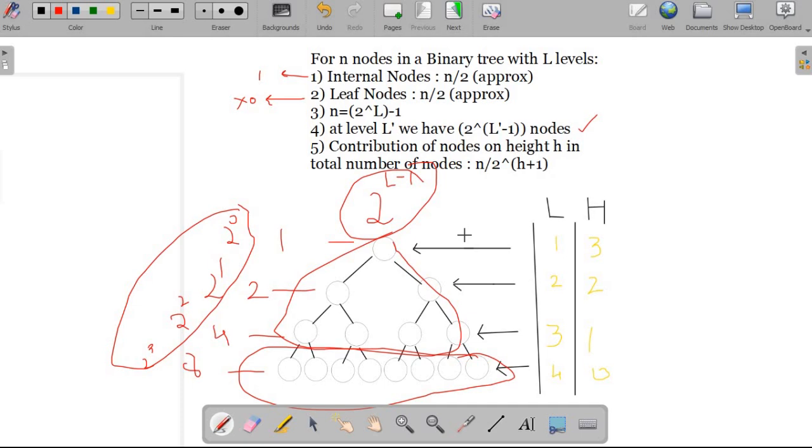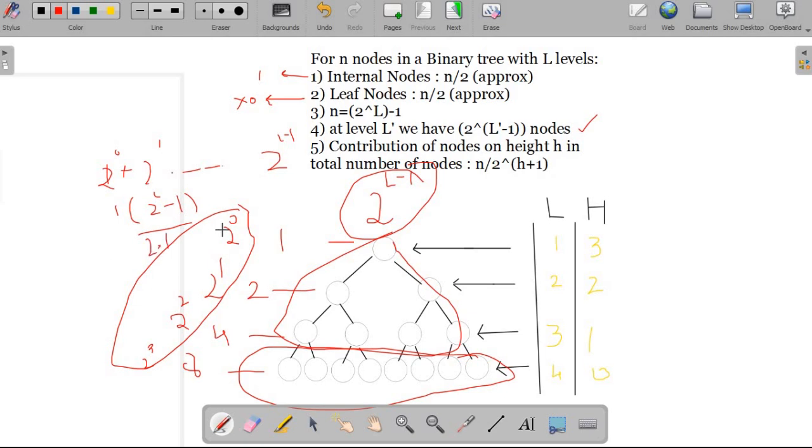Now if I want to calculate the total number of nodes, we are just going to take the sum of this, and this will be a GP series. So we will have a sum from 1, then 2 to the power 1, and so on up to 2 to the power L minus 1. And this 1 is nothing but 2 to the power 0. So this is our GP series, and the formula for the summation will be 1 into 2 to the power L minus 1 upon 2 minus 1.